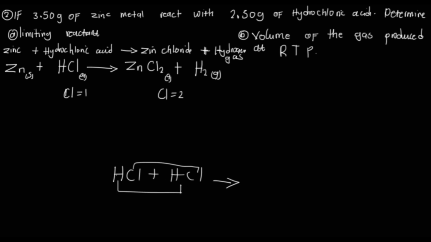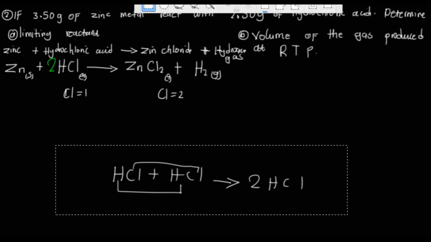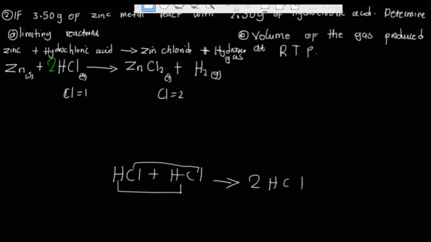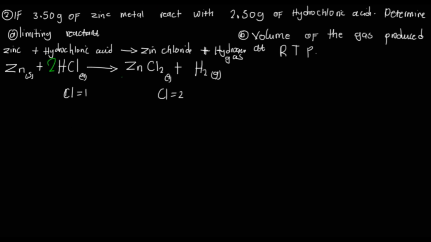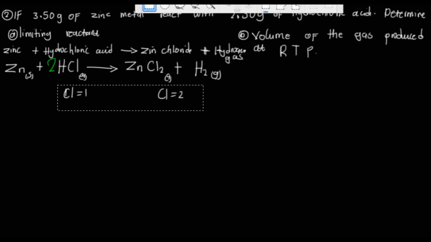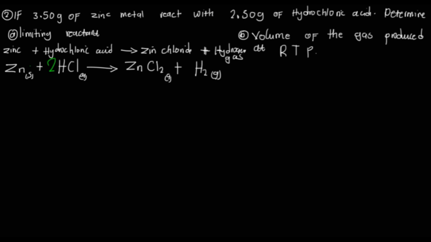And you know that if we add HCl plus HCl, we get 2 HCl. So this simply means we need a 2 in front of HCl. Now after we are done balancing the chemical equation, we can proceed by finding the number of moles. So we are going to find the number of moles for each part, and we have been given mass. So let's find the number of moles for zinc.